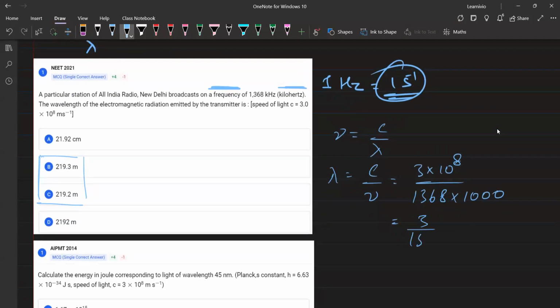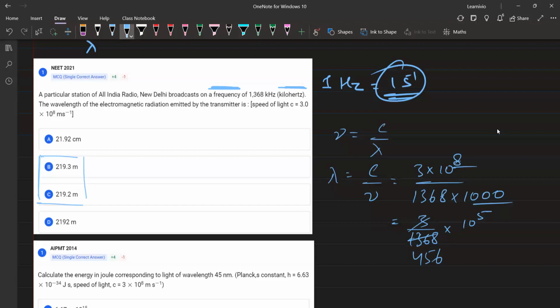So this will be equal to 3 upon 1368 into 10 to the power 3, and here 8, so 3 plus 8, 8 minus 3 is 5. This can be eliminated, this can be divided. How many times will we have to do this? 3 4s are 12, then 16, so 5s are 15, then 3 6s are 18. So 1 upon 456 into 10 to the power 5. Now you will divide this value, then you will get the answer.